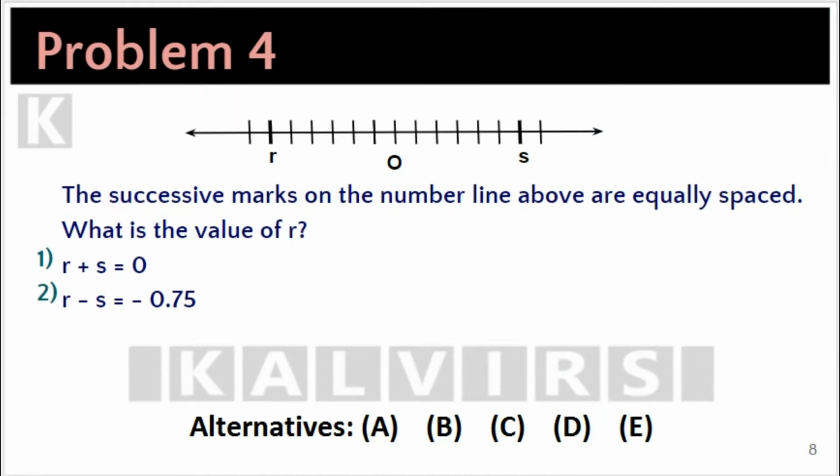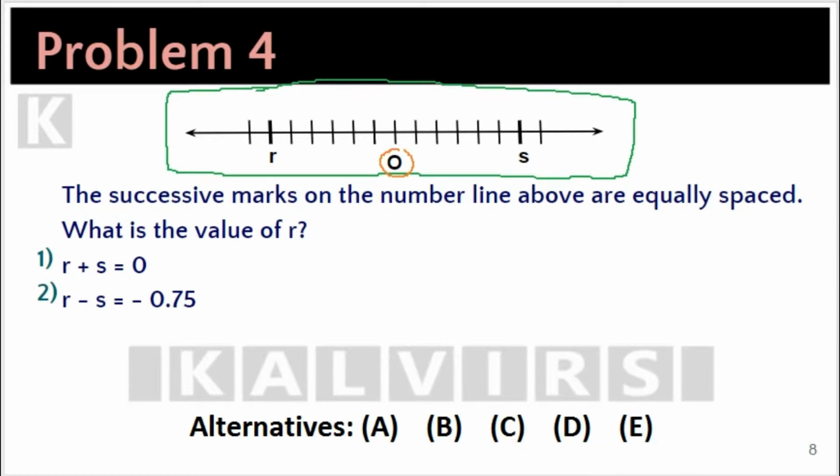Equally spaced. What is the value of r? So first of all, from the question stem, this is a number line, 0, and the successive marks are equally spaced. It means that S is 1, 2, 3, 4, 5, and 6 spaces away from 0, and R is 1, 2, 3, 4, 5, and 6 spaces away from 0 as well.